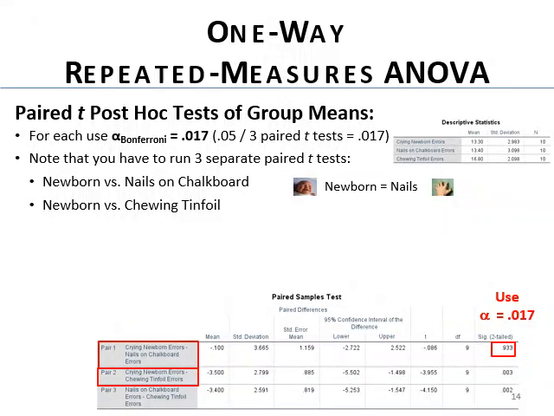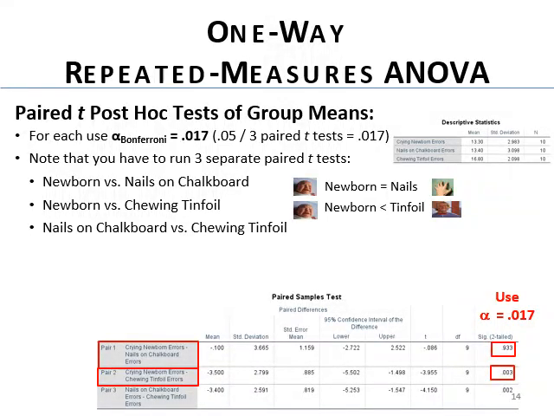This is hilarious. All right, so there's that one right here. Pair 2, crying newborns versus nails on a chalkboard. Again, we're comparing math errors. There's our sig. Is that less than 0.017? Yes. There is a difference between the errors they made when the newborn was screaming noise versus chewing tinfoil. And look up there. Where did they make more or less errors? Well, crying newborn was 13.3. Chewing tinfoil was 16.8. They made more errors when they were listening to someone chew tinfoil, right? Boom. So errors were lower for the newborn than tinfoil is what I was trying to communicate there.